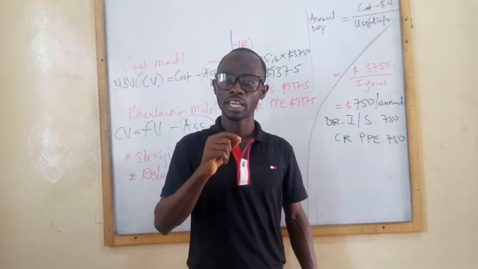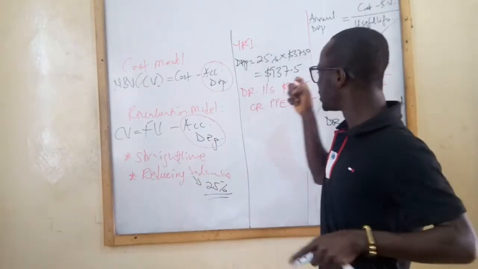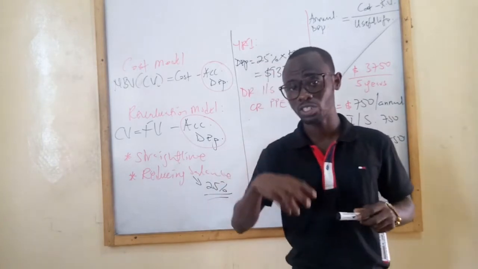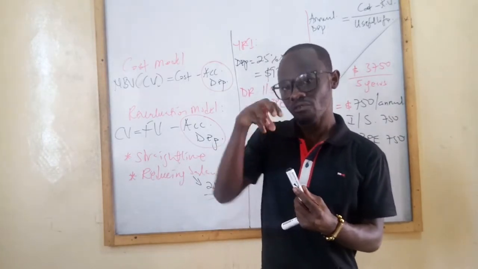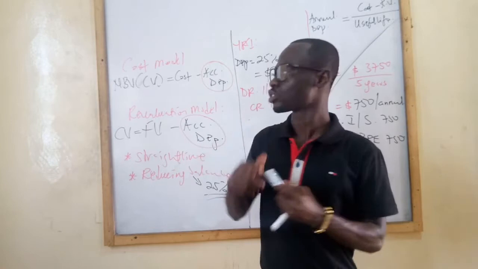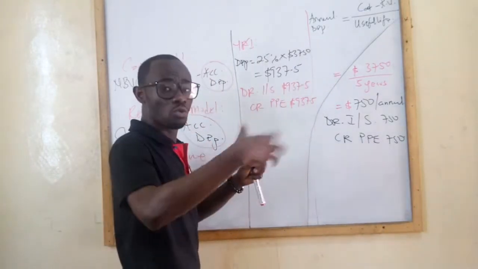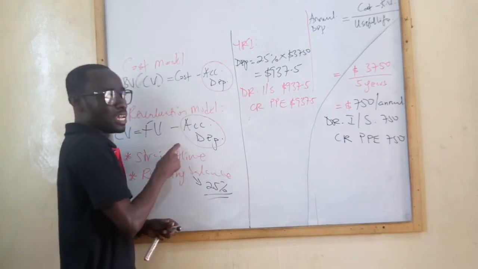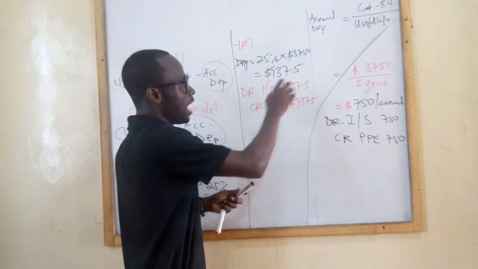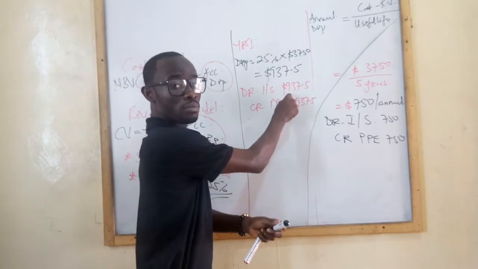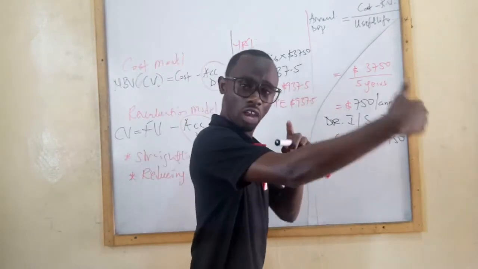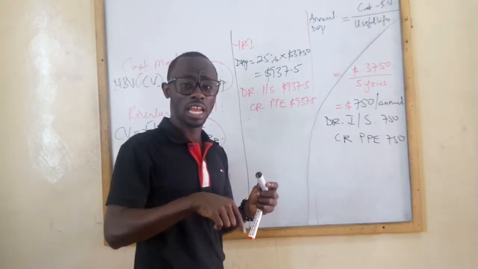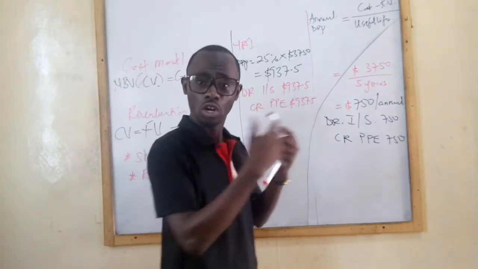But what happens in the second year? In the second year, the same depreciation will not be charged. Remember, it is a reducing balance method. So we're going to be charging the depreciation on the carrying value and not on the cost. Straight line method, everything will be on the cost. So assuming it was 25% straight line method, the same depreciation will be charged over the useful life of the assets. But since it is a reducing balance method, the same depreciation will not be charged.